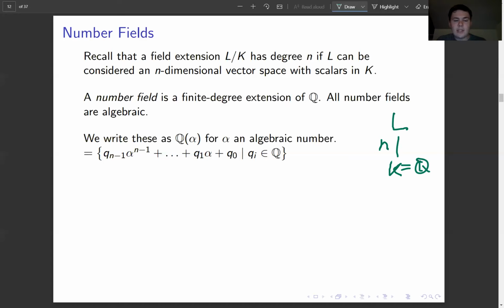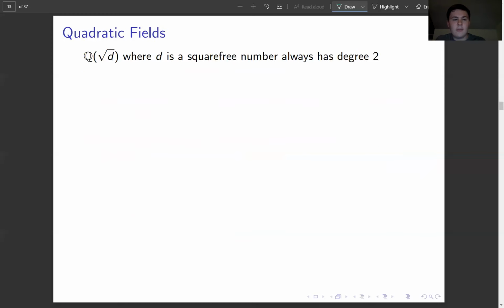We can write these as Q adjoin alpha for some algebraic number alpha. In particular, Q adjoin the cube root of 2 is a number field. And we know that it's algebraic because the cube root of 2 is the root of this polynomial. There's a couple families of number fields we like to talk about. Quadratic fields are one great example. These are when we take Q adjoin root d for d some square free integer.